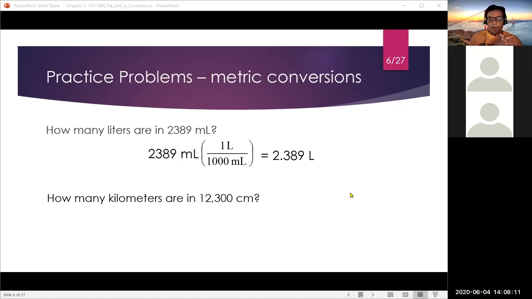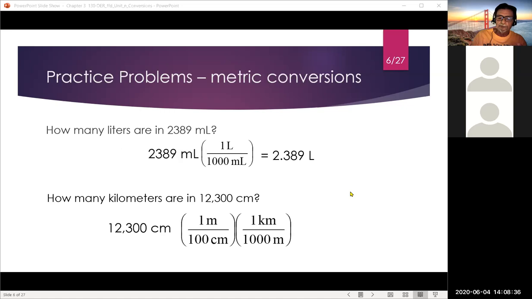There's another example. Here, they're asking you how many kilometers are in 12,300 centimeters. So we need to convert centimeters to kilometers. We write down what we're given. I'm going to need factors to get me to kilometers. I know that in 1 meter, I have 100 centimeters, so I put 100 centimeters in the denominator for the first factor. Why? Because my units will cancel out.